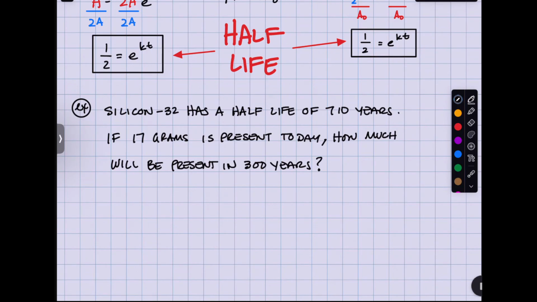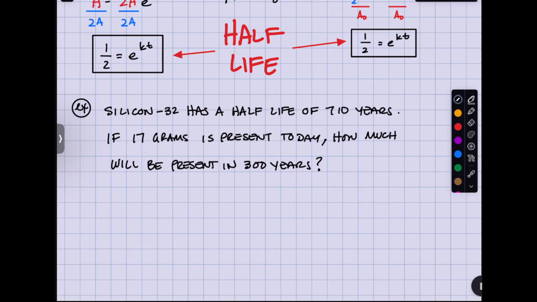Silicon-32 has a half-life of 710 years. If 17 grams is present today, how much will be present in 300 years? Is it going to be more than half or less than half? You know that. So half-life is 710 years. So if I have 17 grams, that means in 710 years, it will be down to 8.5.